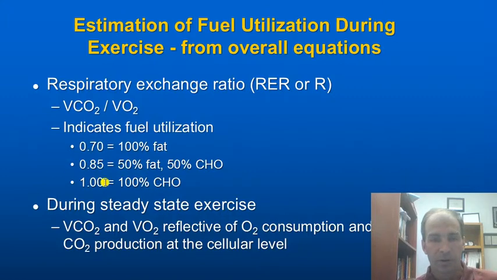On the other hand, let's go to the other side of this. If our RER is 1.0, in other words, VCO2 and VO2 are equal, then we know that we are exclusively using carbohydrates to form that ATP. Now, in reality, it is very, very rarely one of those. Usually we're looking at a number in the middle, somewhere between 0.7 and 1.0.